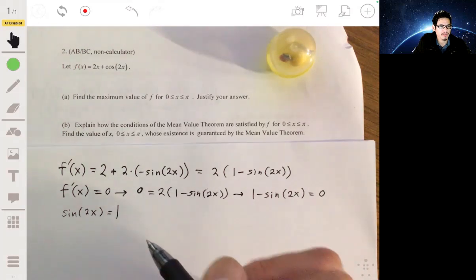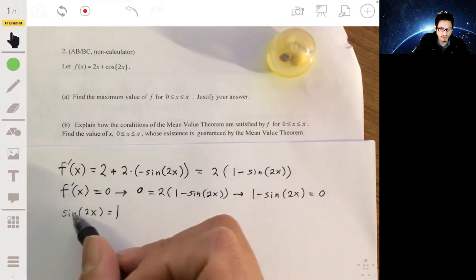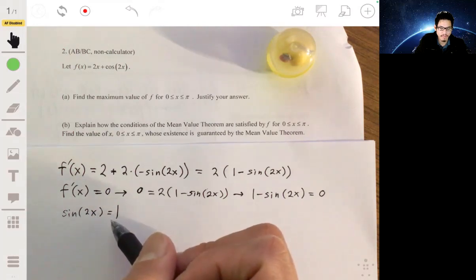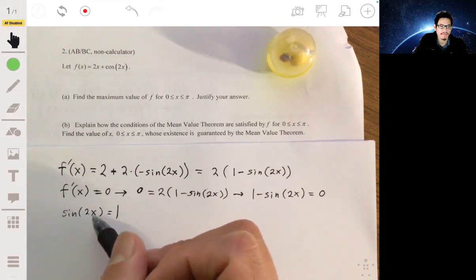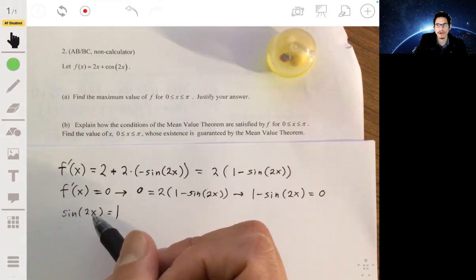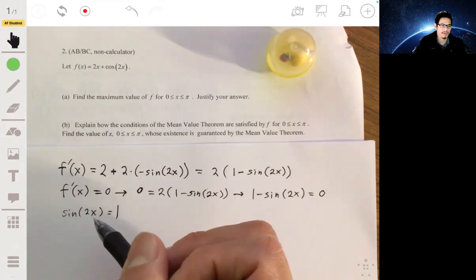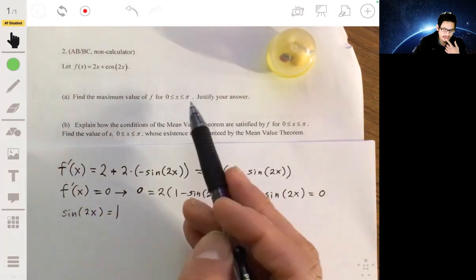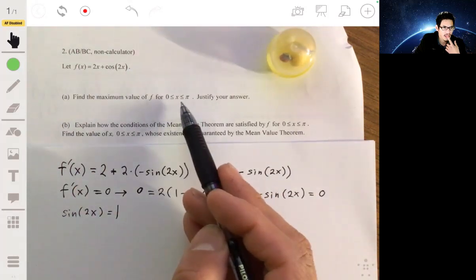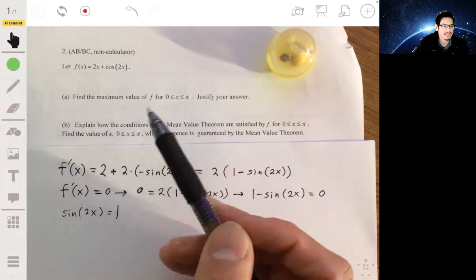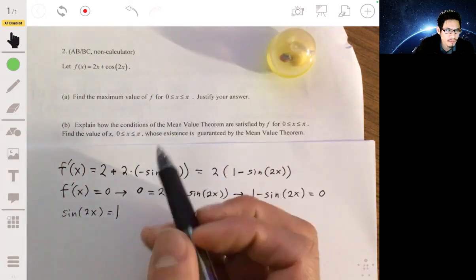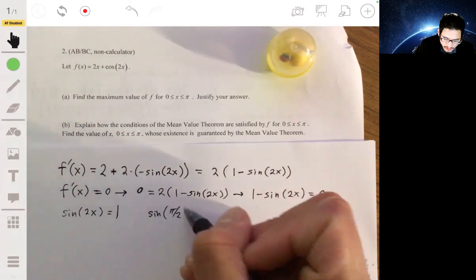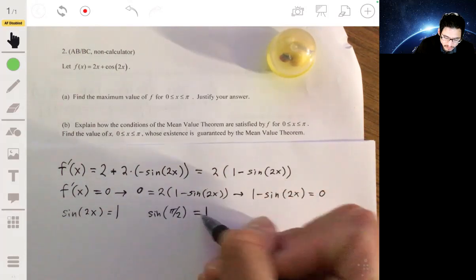And the way you want to approach this is basically think of when is the sine equal to 1? And then you're going to make the inside equal to that value. So remember, using a unit circle, and we're only going from 0 to pi, the sine of pi over 2 is equal to 1.